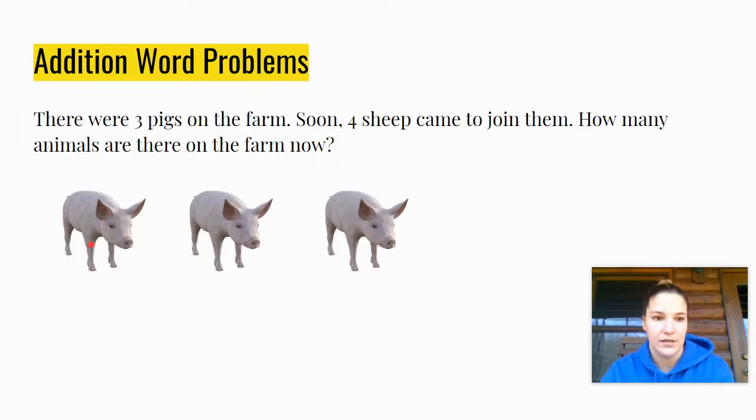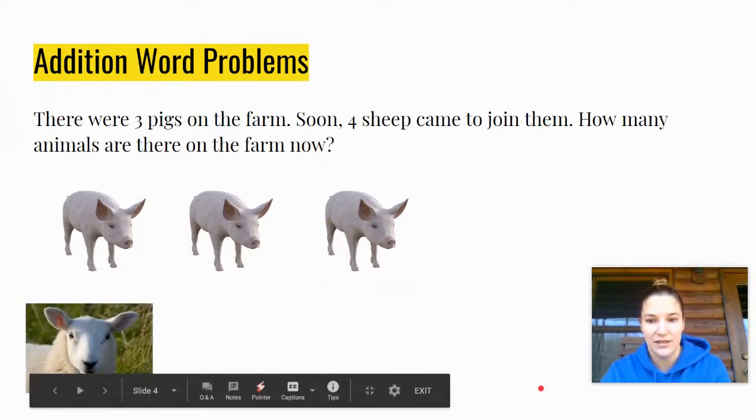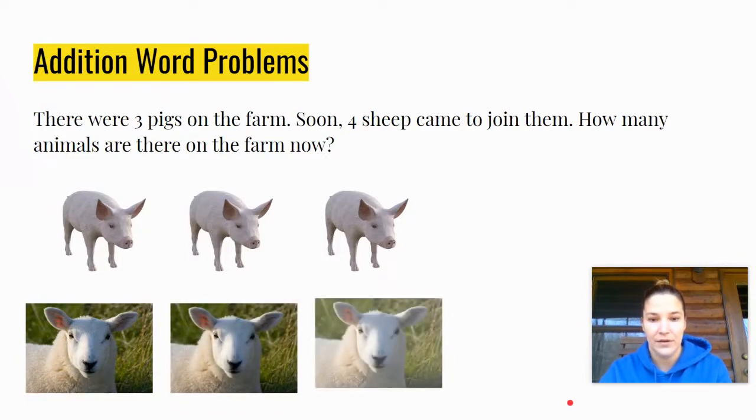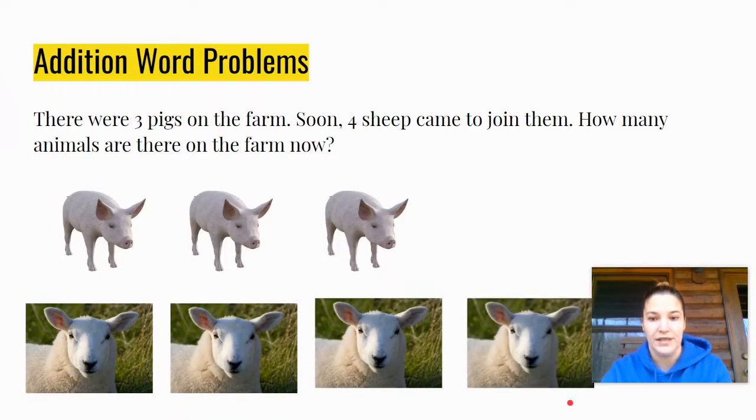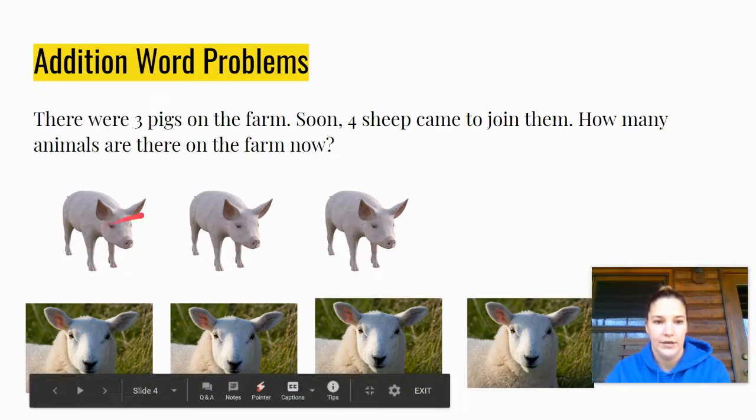So let's count the pigs. 1, 2, 3. All right, so now we know that the 4 sheep are coming to join them. So we're going to put the pigs and the sheep together. That means we are adding, okay? So there's 1, 2, 3, 4. Okay, so it's time for us to count these animals all together. Are you all ready? All right, you gotta help me. 1, 2, 3, 4, 5, 6, 7.